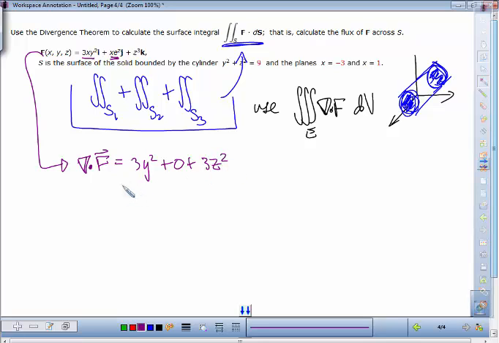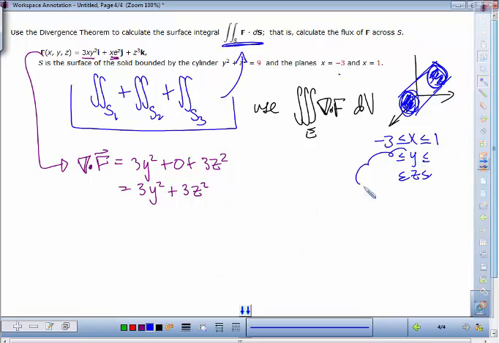This looks like a setup to an easy integral. Okay, so this is our div. That's what's going to go inside of the integral. Now we need to describe this solid. Our x, y, and z can come together like this. The x is fairly straightforward: x goes from -3 to +1.